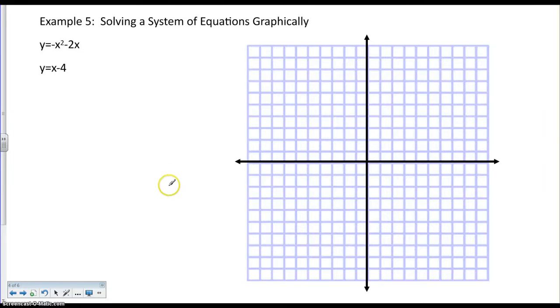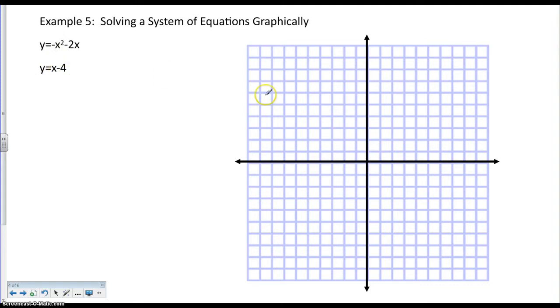Alrighty, so we're continuing on with quadratics, and now what we want to try to do is solve a system of equations that contains one quadratic and one linear function. So, what we want to do is maybe graph the linear function first on this coordinate plane, because what we want to try to do is find the x and y values that make both of these equations true.